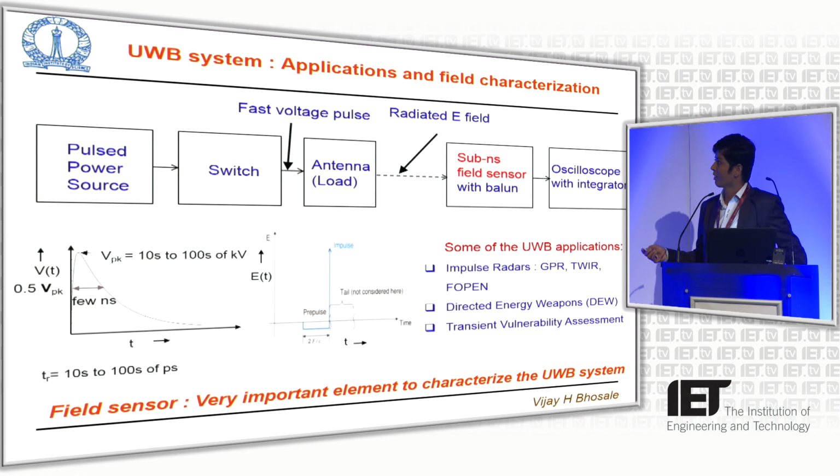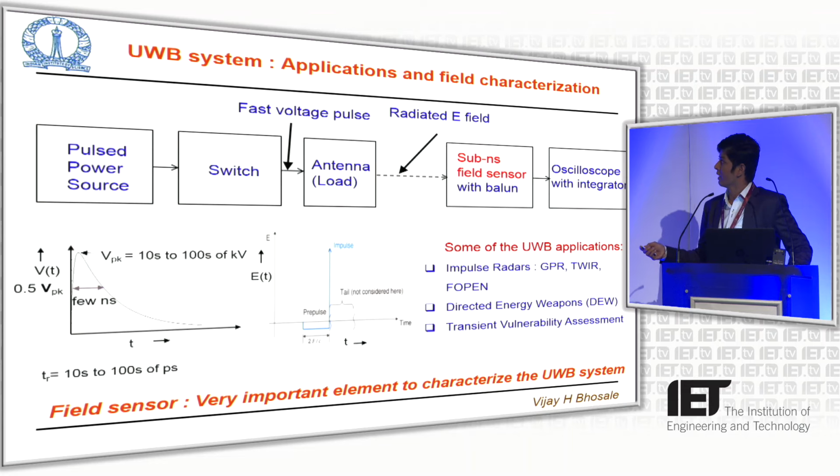Now, basically our system has a pulse power source. There are so many sources, capacitor based also. This pulse power source is fed by a 30 kV DC source, and it is operated by a Marx generator, and after that the switch is there.